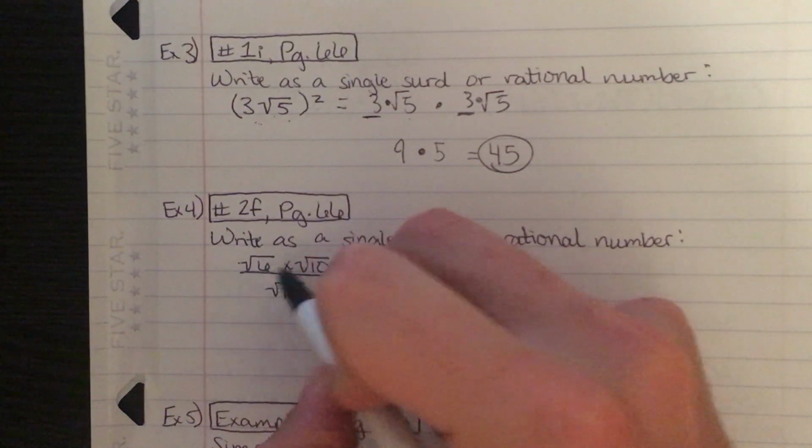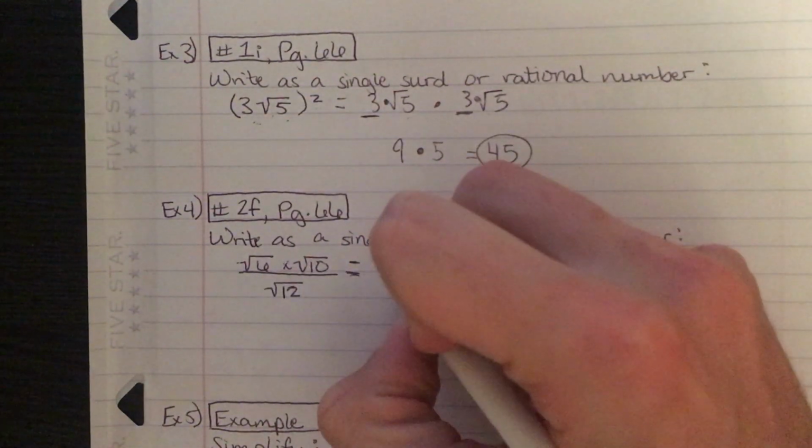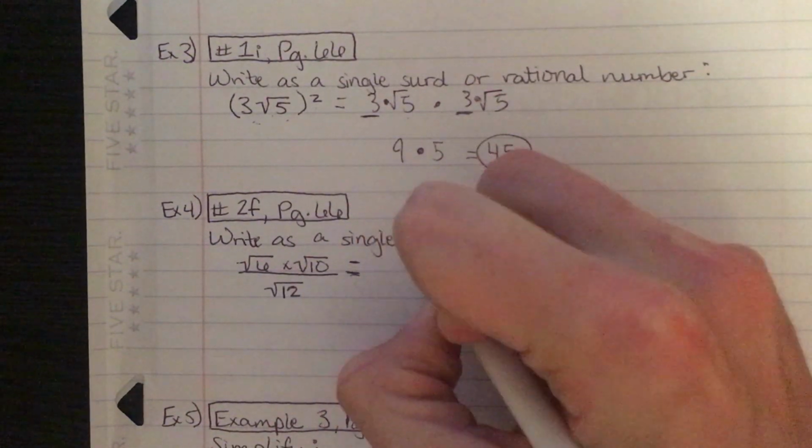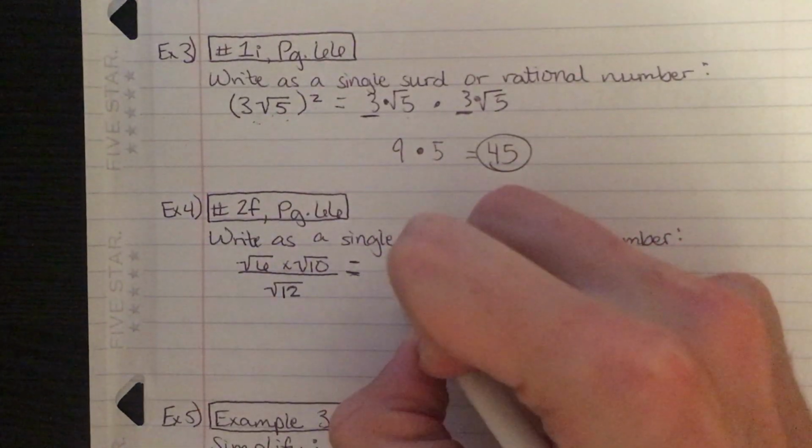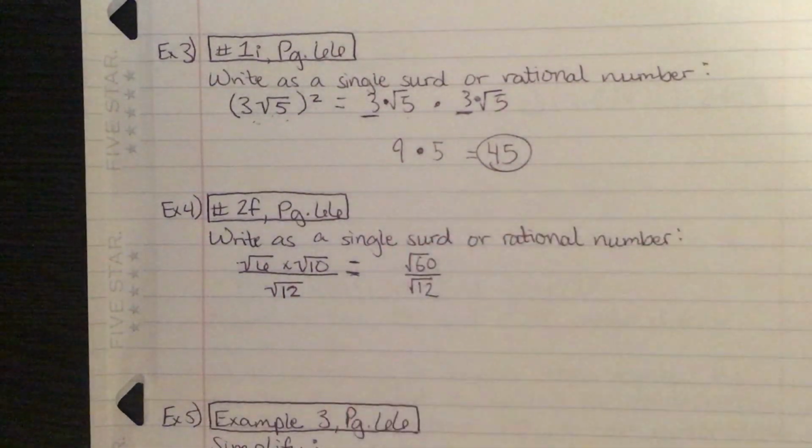So I'm going to say the square root of 6 times the square root of 10. That's going to give me the square root of 60 divided by the square root of 12.